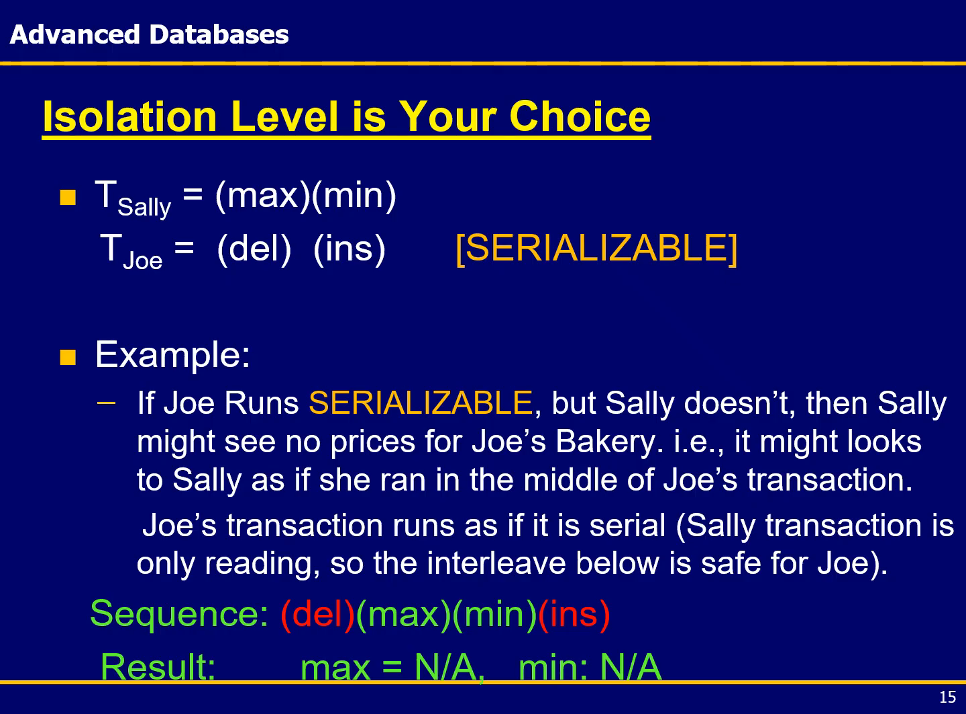Okay? Let me read this. If Joe runs serializable, but Sally does not, then Sally might see no prices for Joe's Bakery, because the following scenario that you see down there, highlighted as the last two statements, is possible for her. Okay? Now, because she didn't say that she would like to run serializable. Now, Joe's transactions run as if it's serial, because she is only reading, she is not modifying the data.